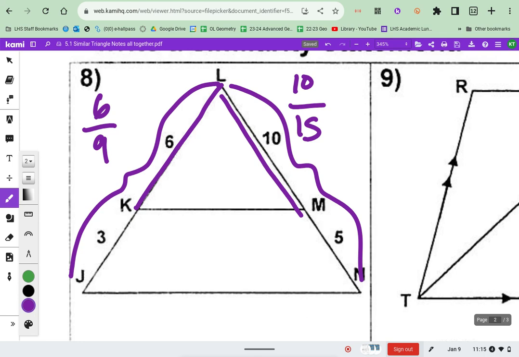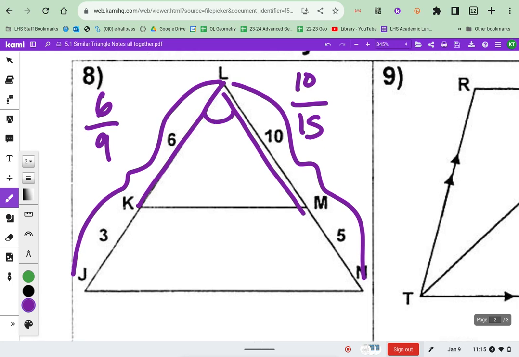But where does the angle come from? Like, where's a congruent angle? The top. Who remembers what property that's called?